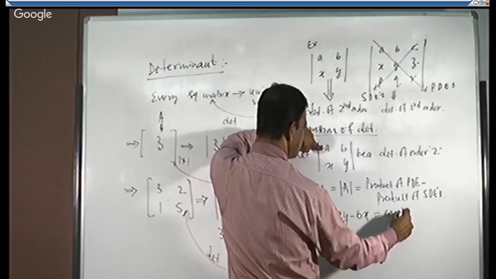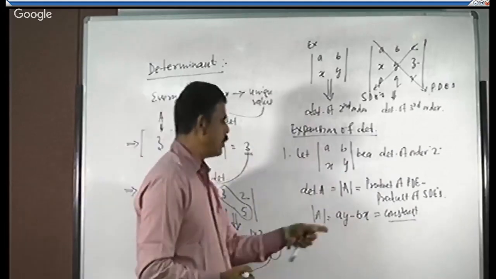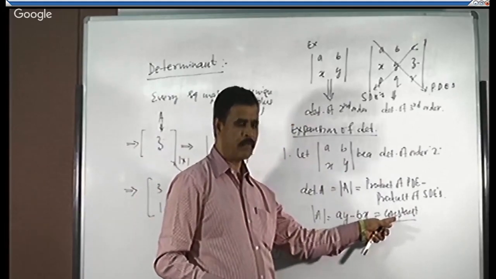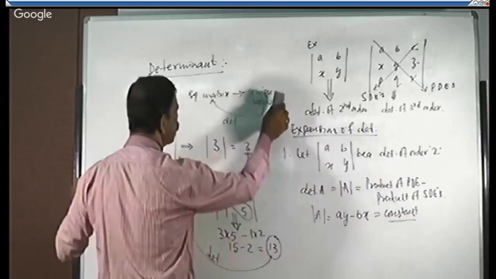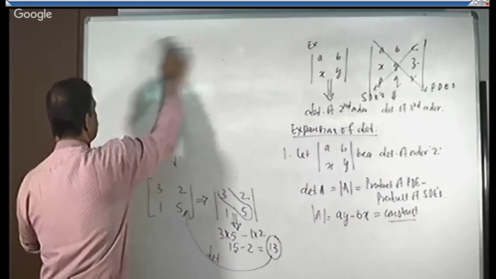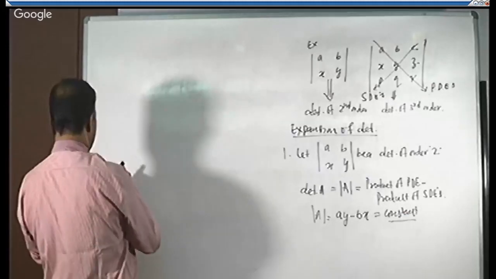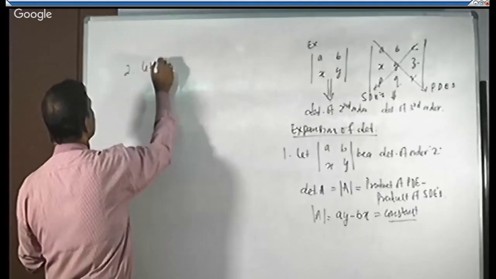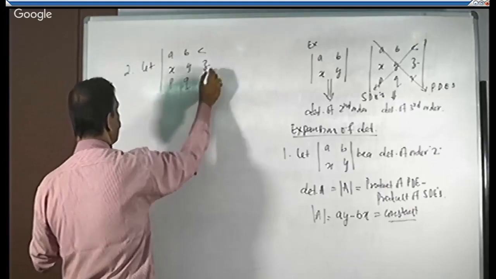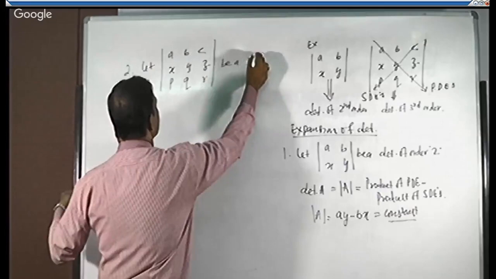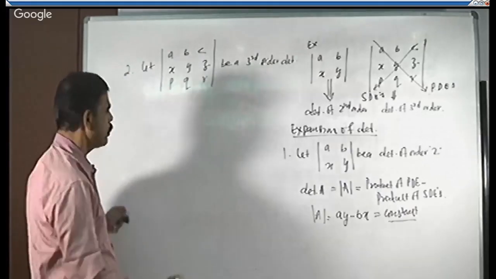Finally, you will get some constant. That's why I told you earlier, every square matrix will have a unique value, that is a constant. This is the expansion of a second order determinant. Let us take a third order determinant and see how it is to be expanded. Let A, B, C, X, Y, Z, P, Q, R be a third order determinant.